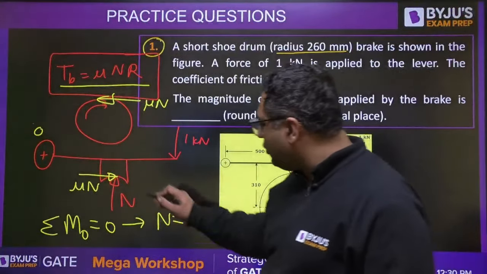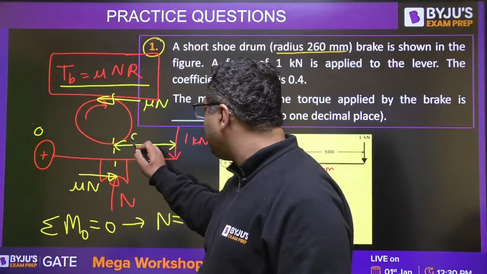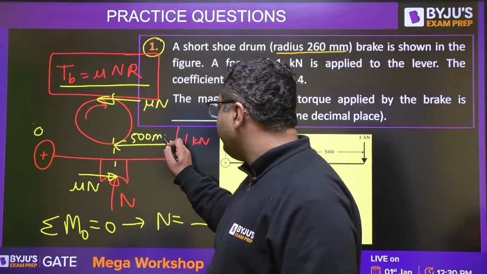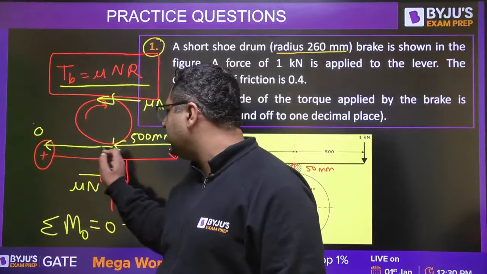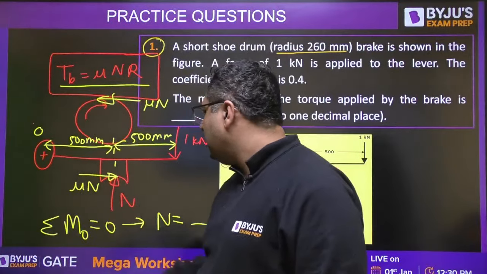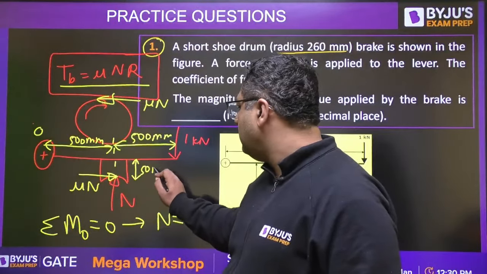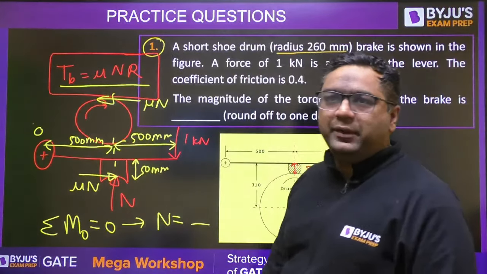I am making this, don't worry, Amir. This distance is 500 mm. So I have made the image separately. 500 mm, and this is 50 mm. Now is it clear, Amir?